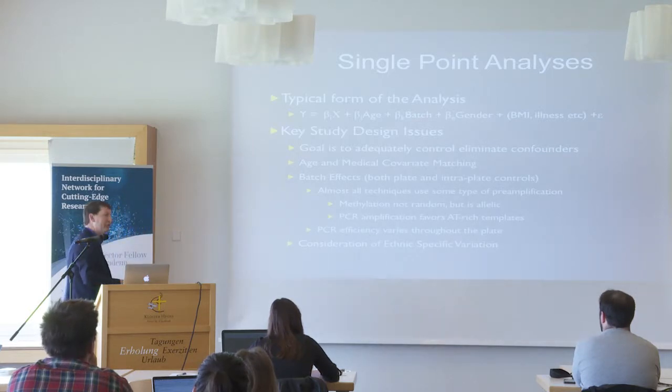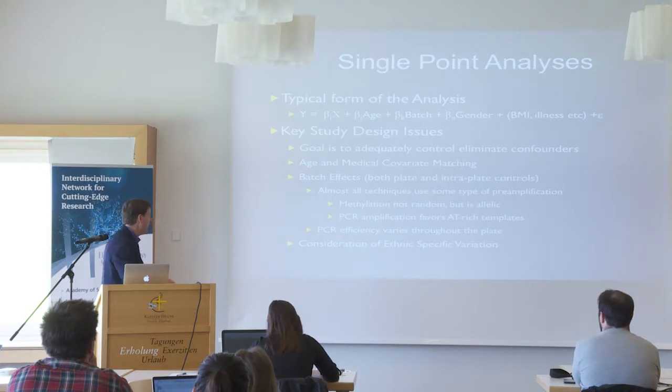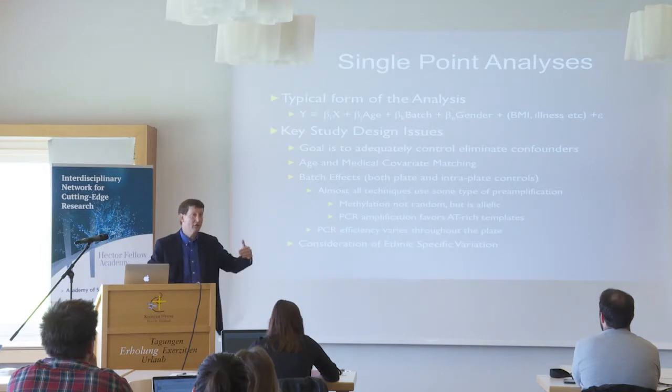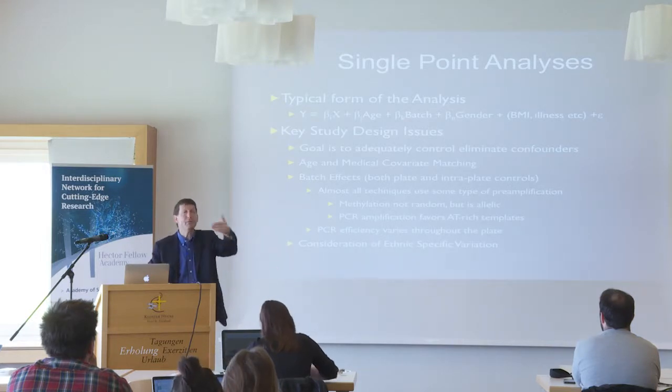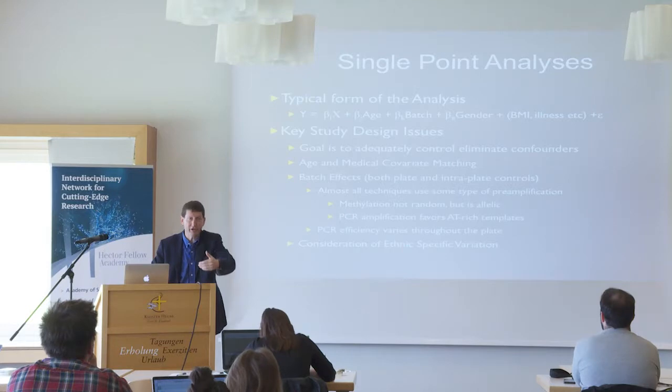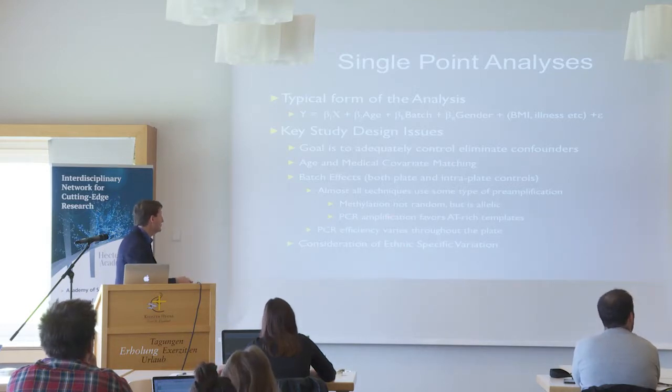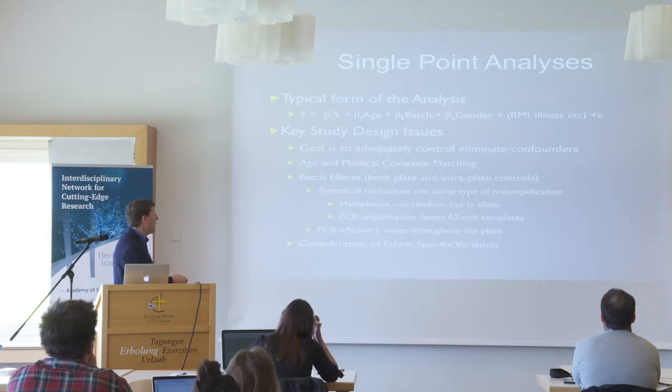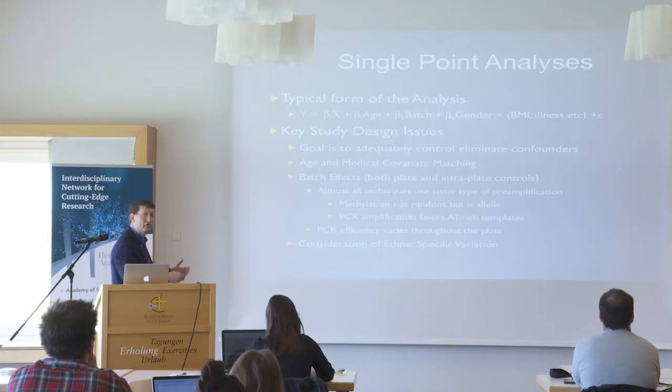What is more is that in many of the older machines, not the newer generation machines, PCR efficiency varies through the plate. So in other words, one side of the plate may not amplify as well as the other side. So when you do this, you have to have controls for both batch, or for a single plate, and within the plate to better constrain your variation with respect to batch.